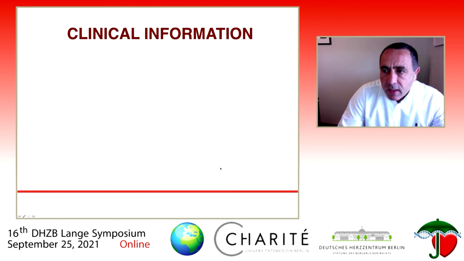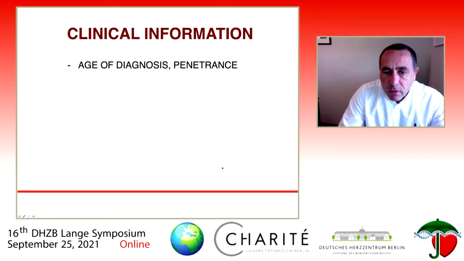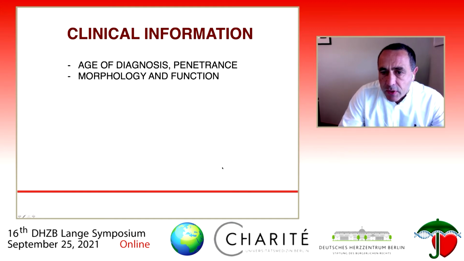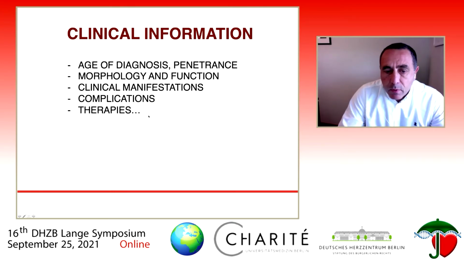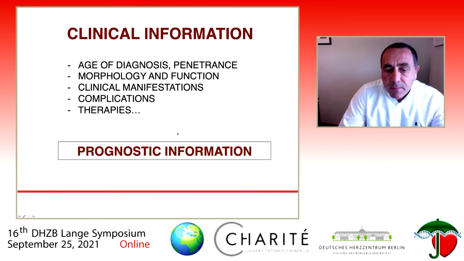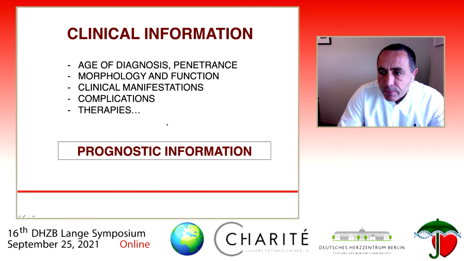So what is the clinical information we have to look for? What is the age of diagnosis of the disease? What is the penetrance? What are the morphological and functional consequences that we can expect from the variant? What are the clinical manifestations? What could be the complications in this patient? Are there any therapies or preventive measures we can take? And this means that we need prognostic information.